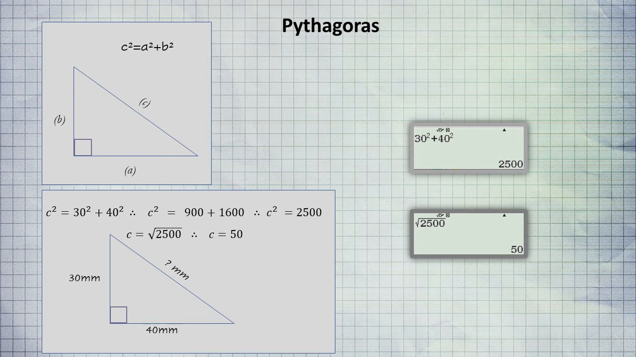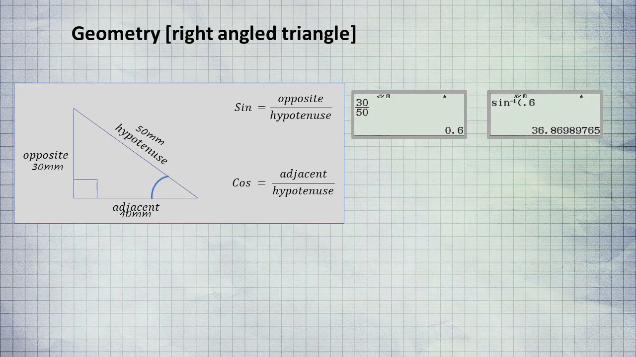By transposition of this formula, so long as we know the length of any two sides, we can calculate the other. Transposition will be the subject of a later video. Once we know the length of the sides, we can employ geometry to work out the angles of a triangle. This is where sine and cosine are used.